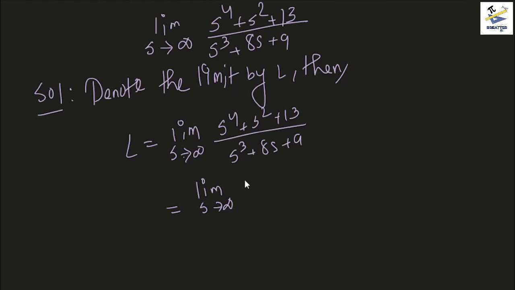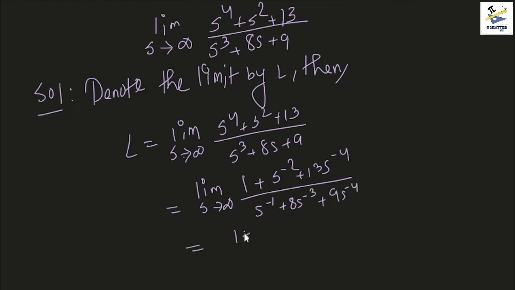So you divide by s to the power 4 to get 1 plus s to the power minus 2 plus 13 s to the power minus 4, and here you get s to the power minus 1 plus 8s to the power minus 3 plus 9s to the power minus 4. And when you put in the value, what you get is 1 plus 0 plus 13 into 0 by 0 plus 0 plus 0, but this becomes 1 by 0, which means it goes to positive infinity. Okay, so the answer is positive infinity.